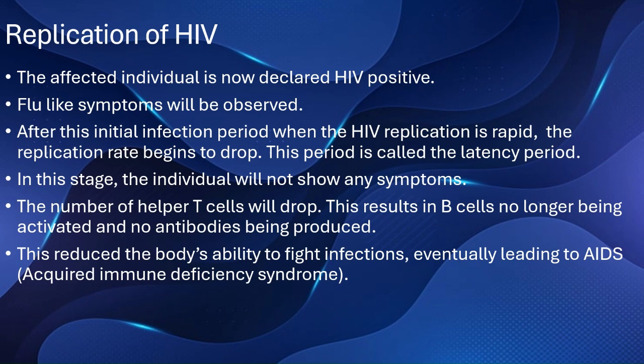So after this initial infection period, when the HIV replication is rapid, the replication rate begins to drop. And this period is called the latency period. In this stage, the individual will not show any symptoms. The number of helper T cells will drop, and this results in B cells no longer being activated and no antibodies being produced. And this reduces the body's ability to fight infections, eventually leading to AIDS, which stands for Acquired Immune Deficiency Syndrome.